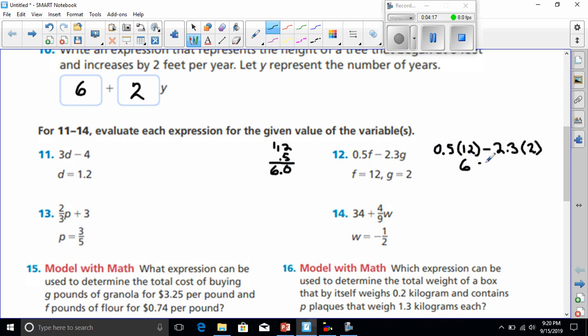And now 6 is going to be minus something. 2.3 times 2. Well, 2.3, if I multiply that to 2, well, 3 times 2 is 6, and 2 times 2 is 4. So that's going to be 4.6. So number 12 is asking us, what is 6 minus 4.6? All right, so 6 minus 4.6.